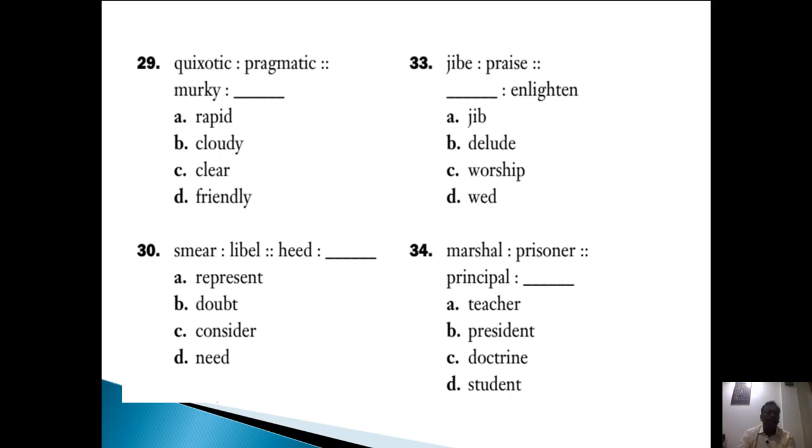Quixotic equal to pragmatic, then murky equal to what? Quixotic is an antonym for pragmatic, and murky is an antonym for clear. You should know that. You should extend your vocabulary. You should develop your vocabulary. At the time of examination, you should have vocabulary. You should know different words and their meanings, even synonyms and antonyms.